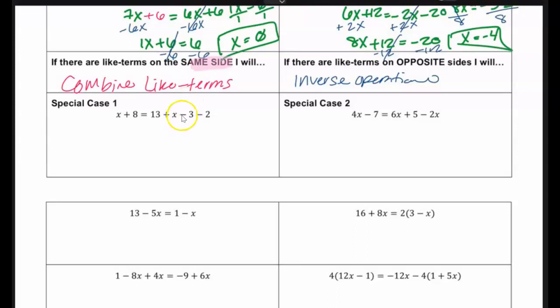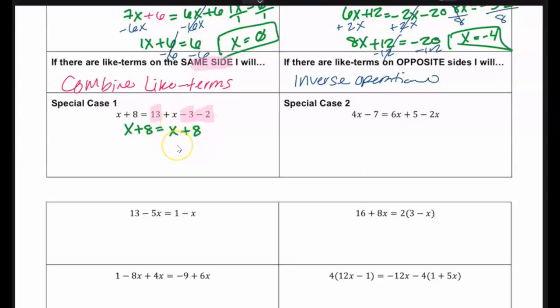There's only one x, so there's nothing I can combine with this x, but I have a constant 13, a constant negative 3, and a constant negative 2. So all of these can combine. 13 minus 3 is 10, 10 minus 2 is 8. So I have x plus 8 equals x plus 8. Huh. Strange. But, okay, let's continue.